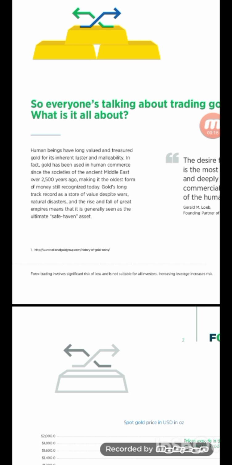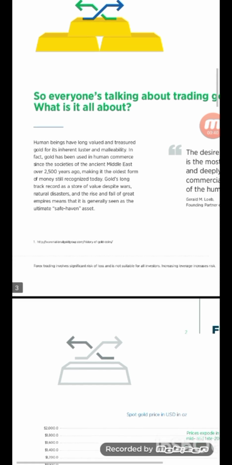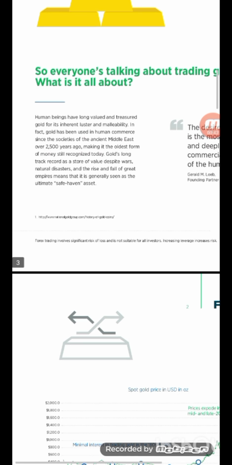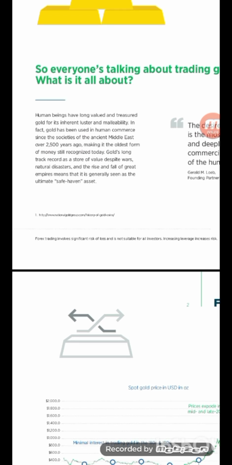So human beings have long valued and treasured gold for its inherent rarity and malleability. In fact, gold has been used in human commerce since the societies of the ancient Middle East over 2,000 years ago, making it the oldest form of money still recognized today. Gold's long track record as a store of value despite war, natural disaster, and the rise and fall of great empires means that it's generally seen as the ultimate safe haven asset.